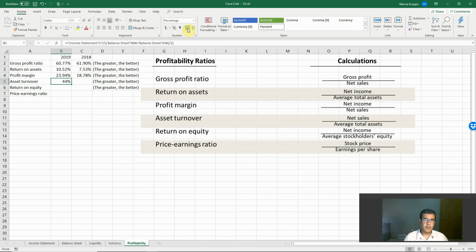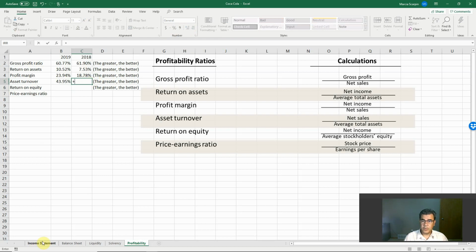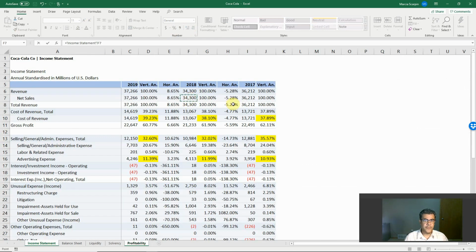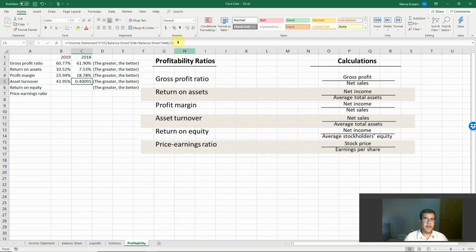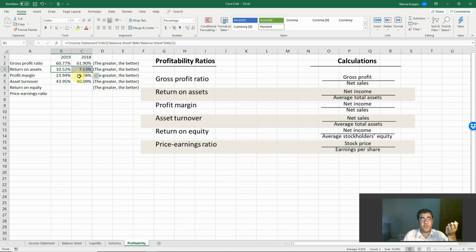So 43%, almost 44. Nice number, but let's analyze it better if we have 2018. Divided by double parentheses here. Total asset 2018 plus total asset 2017 divided by 2. And we have here 40. So it is a good number because it is the same as our return on asset, the same behavior here. So, okay, our return is increasing, our asset turnover is also increasing.